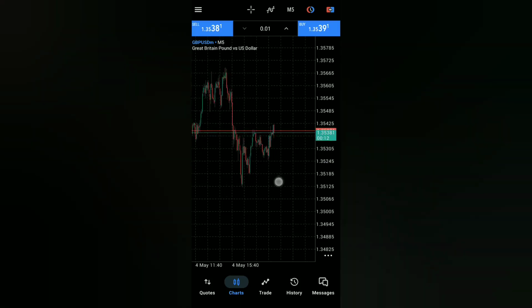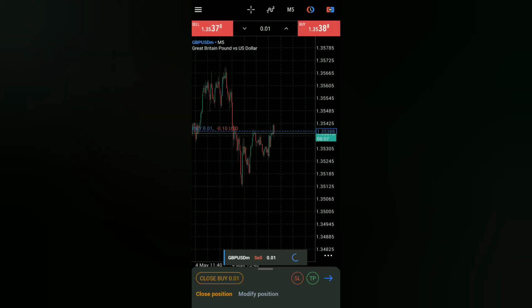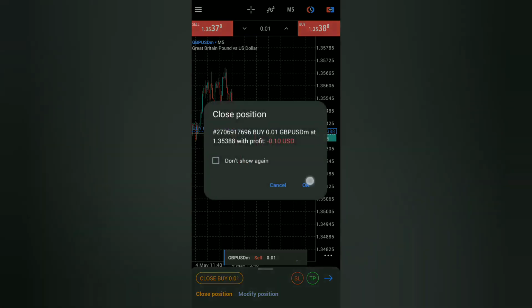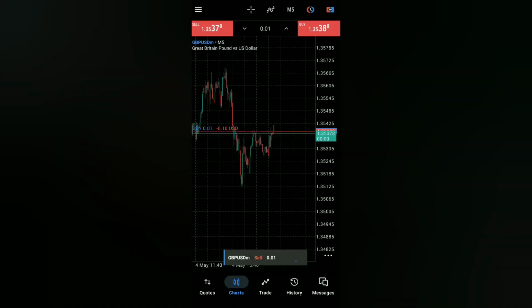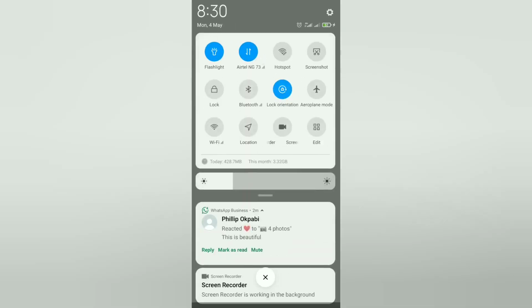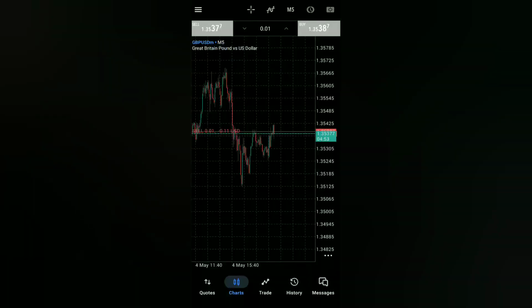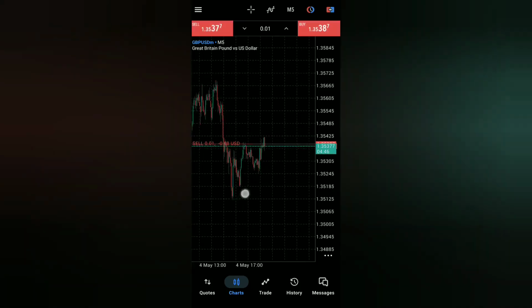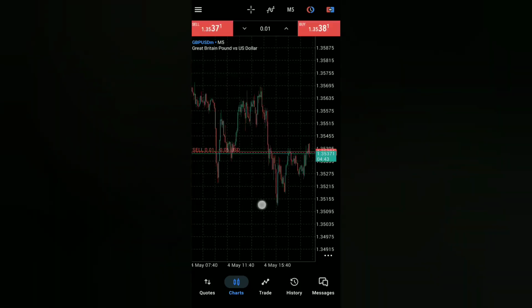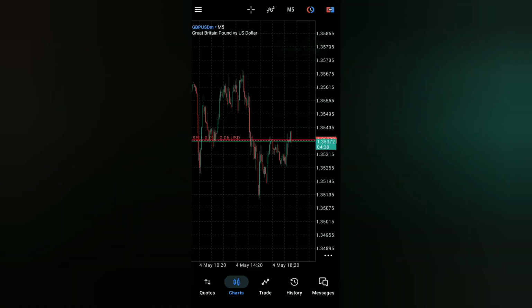Alright. Let's use sell as an example. Just click on sell. Okay, let's close this buy. Let's use sell as an example. Look, I've sold now. So remember this buy and sell. Once you sell, close it so that you will not mistakenly press it.